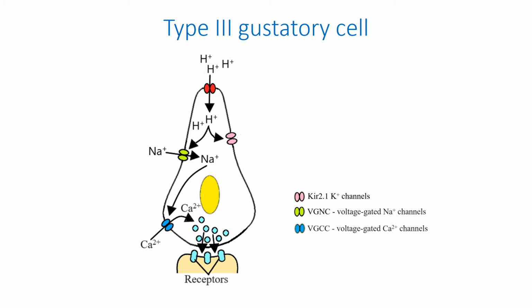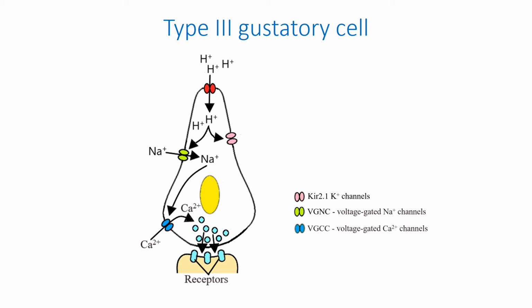Type 3 cells detect sour or acidic stimuli. Transduction of sour involves the permeation of protons through ion channels located in the microvilli membrane. The entering protons depolarize the taste cells and block potassium channels, amplifying the depolarization. This activates voltage-gated sodium channels and leads to calcium influx via voltage-gated calcium channels, triggering the release of transmitters.